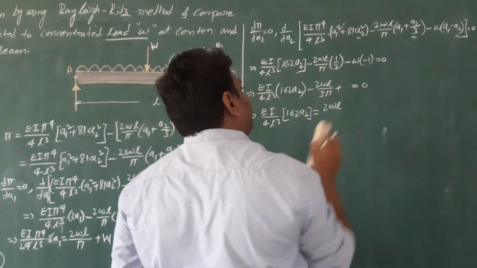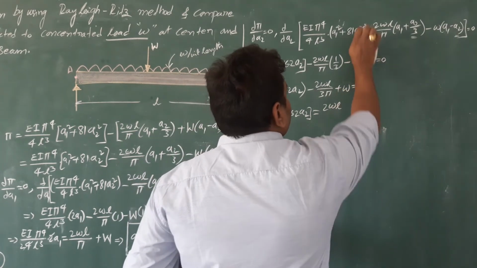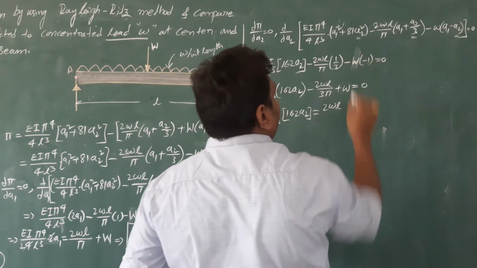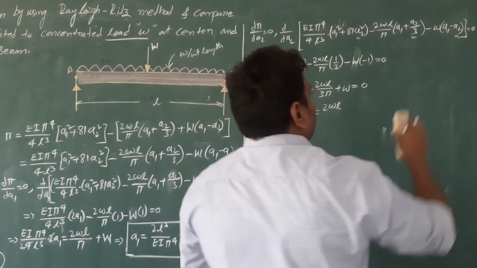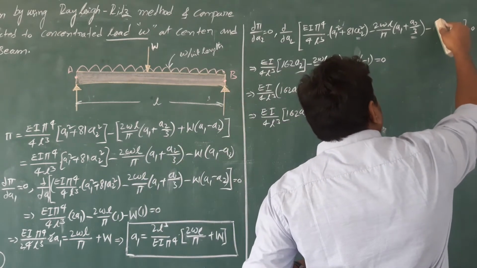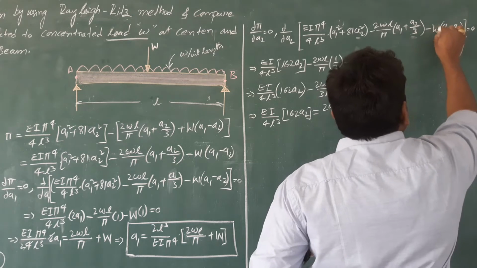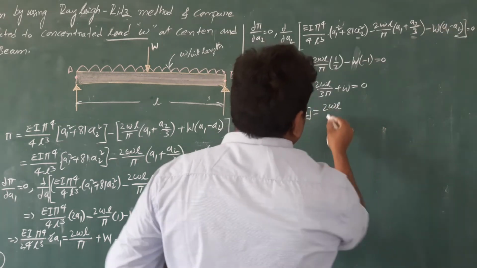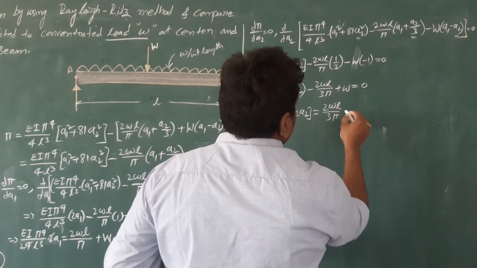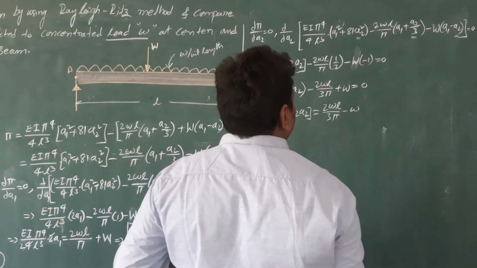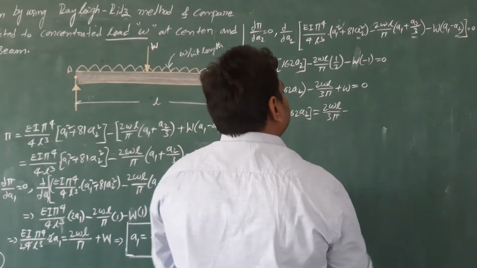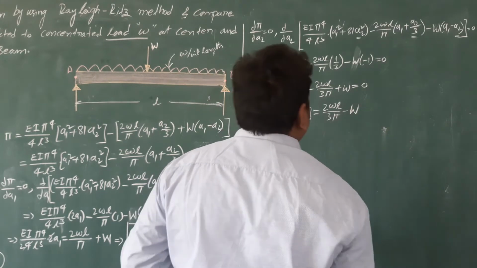Here W is capital W. Here also, by 3 pi minus small w, sorry, capital W.